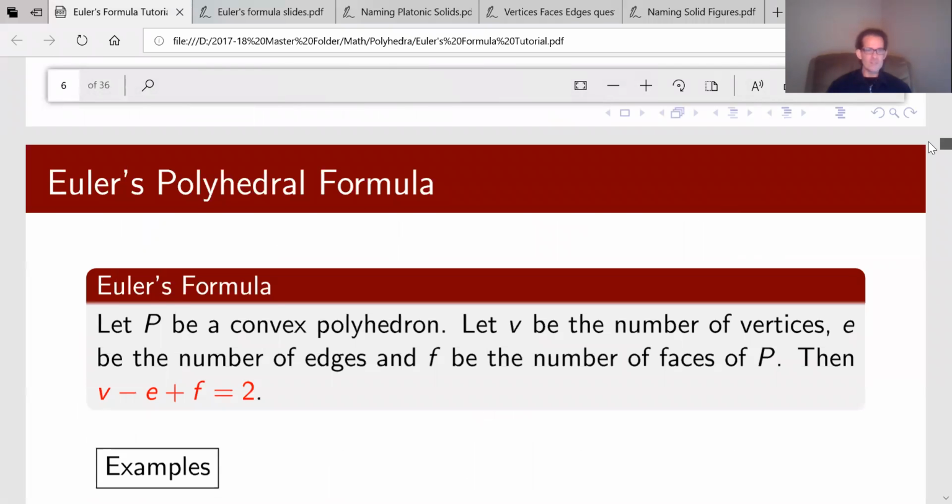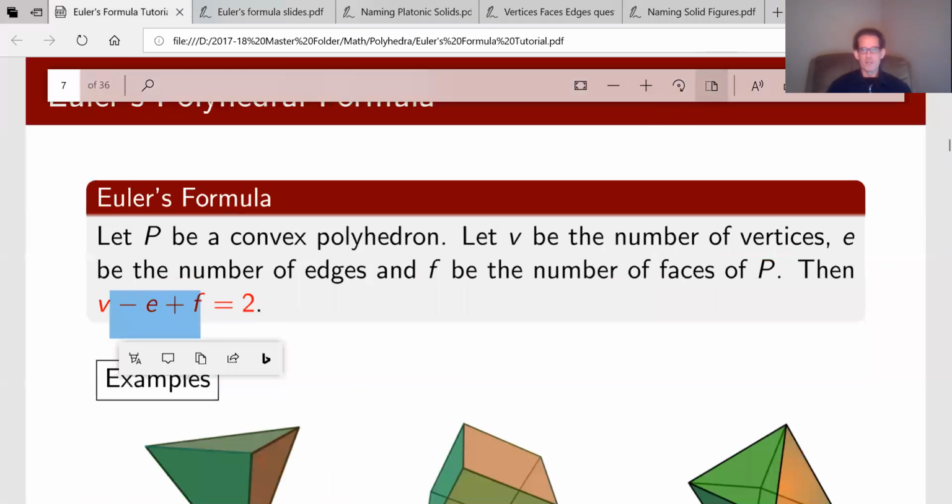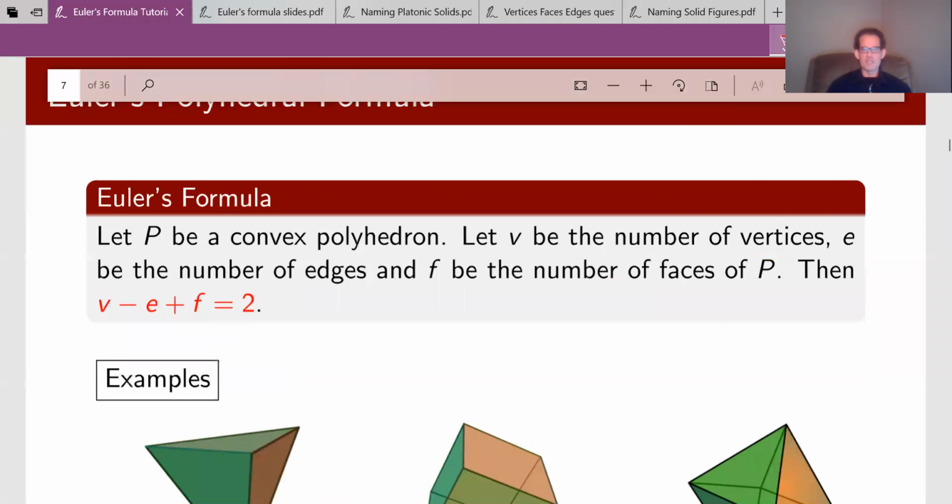Let's look at how this pertains to a formal look at Euler's formula with our pictures here. So here's another way that you can write the formula. What I would like to see is your understanding that this can be written in many different ways. So you could write faces plus vertices minus 2 equals edges. That's just flipping around this equation. You could write vertices minus edges plus faces equals 2.